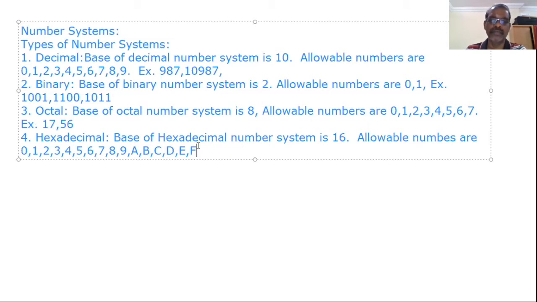Hexadecimal. The base of the hexadecimal number system is 16. The allowable digits start with 0 to 9, just like the decimal number system. After that, it goes on to A, B, C, D, E, F.